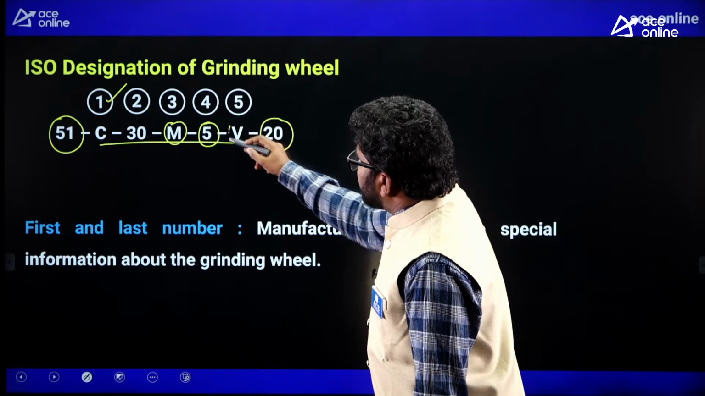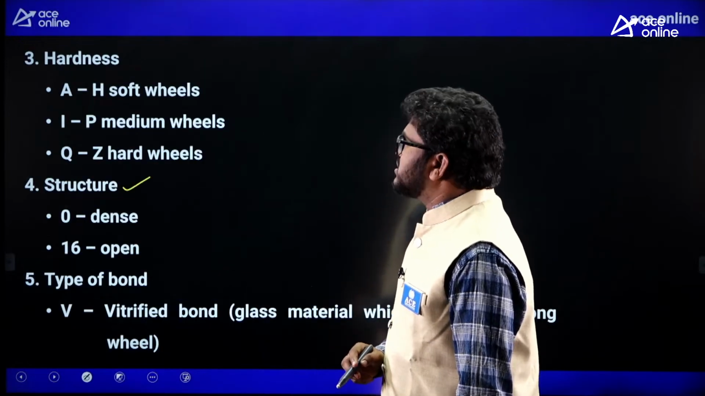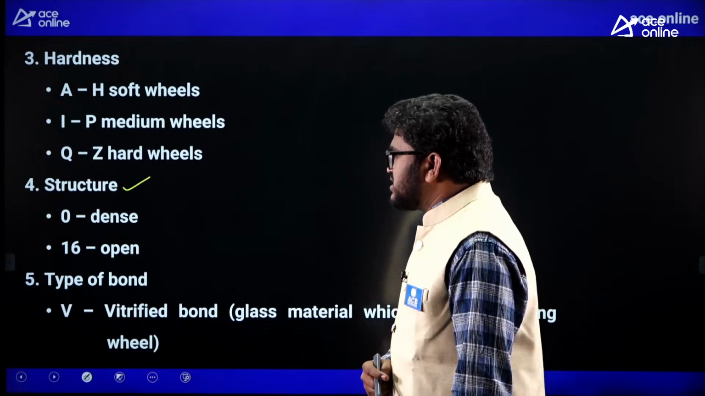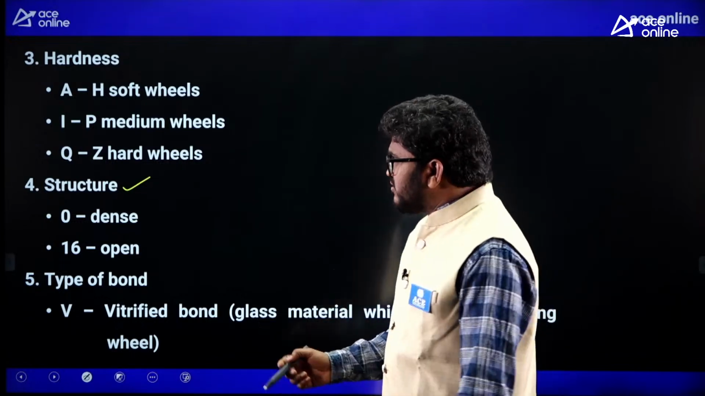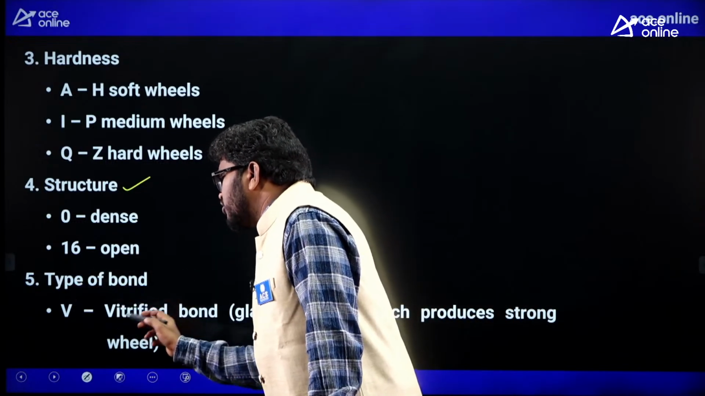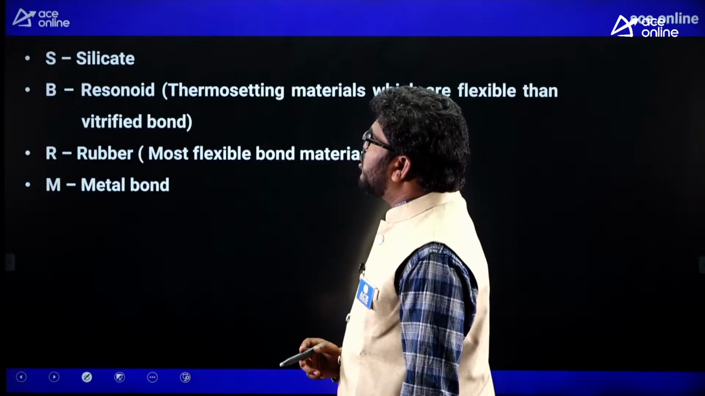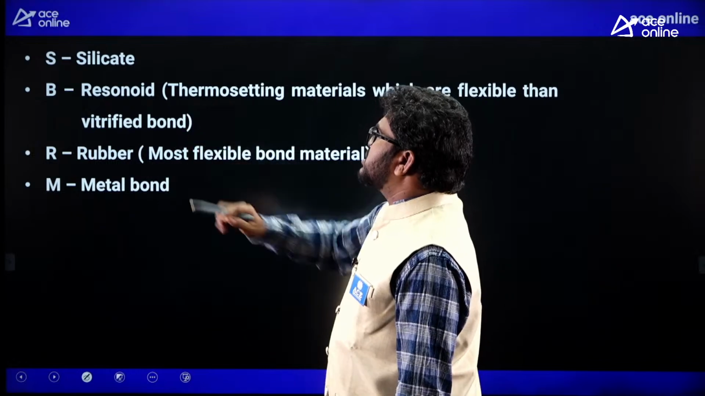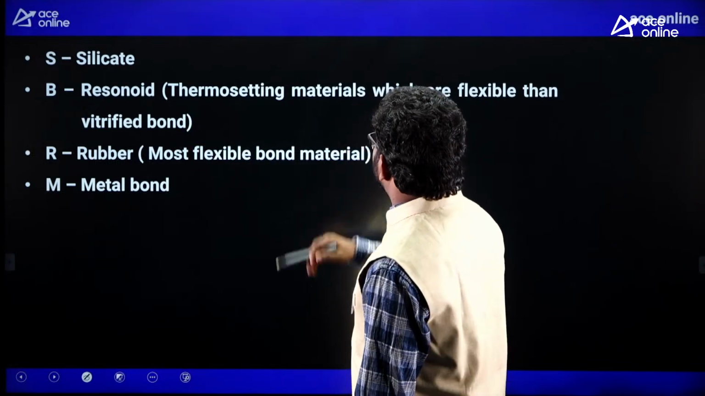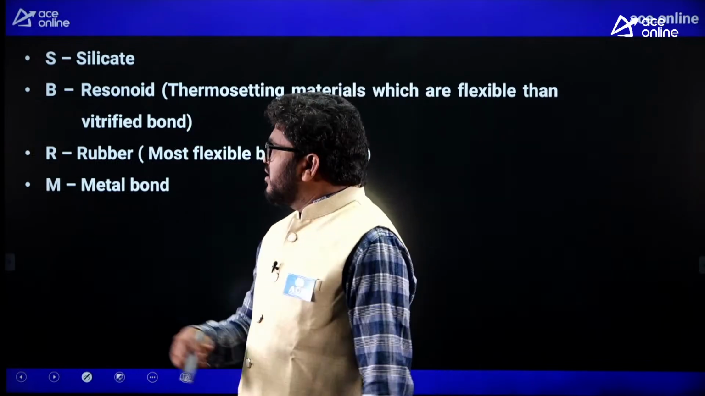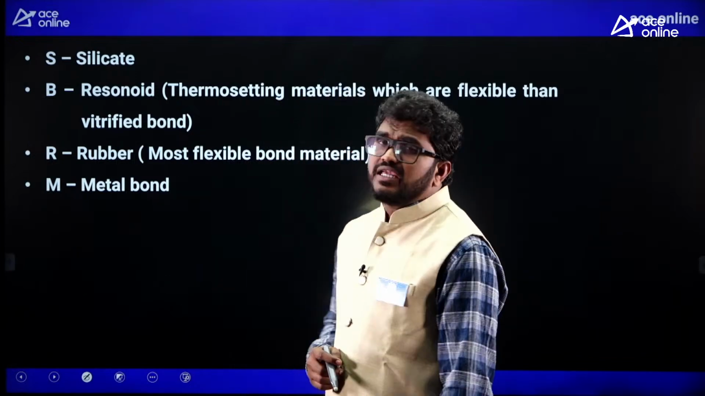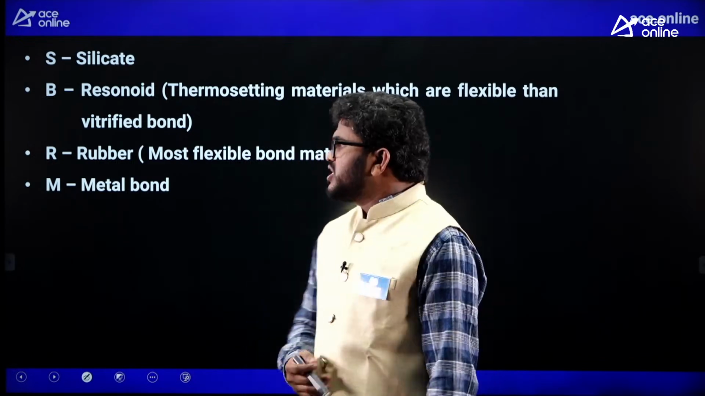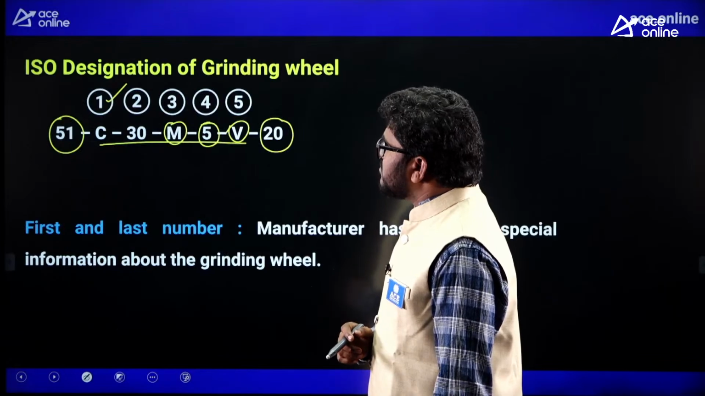The last one, V, what does it represent actually? The fifth one represents the type of bond. V represents a vitrified bond, S represents silicate bond, B represents resinoid bond made using thermosetting materials, R represents rubber, M represents metallic bond. Now let us check the question.